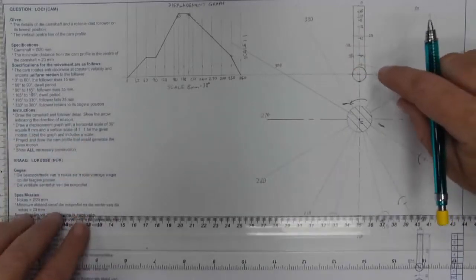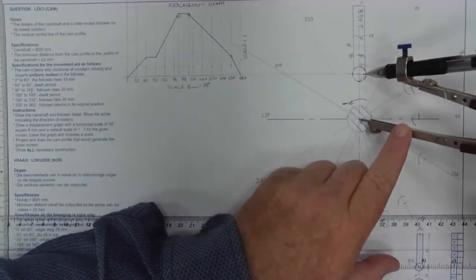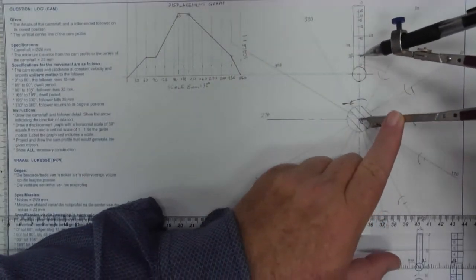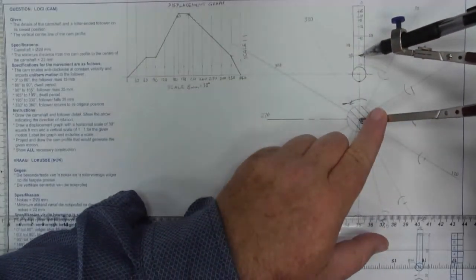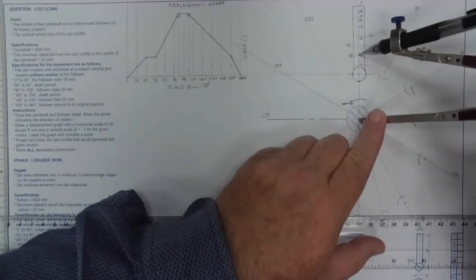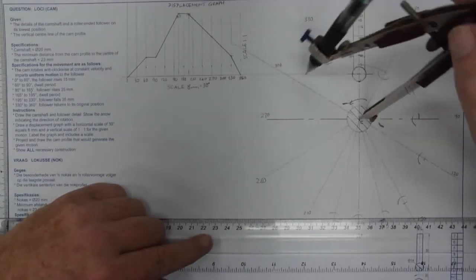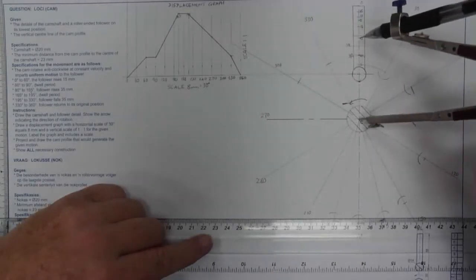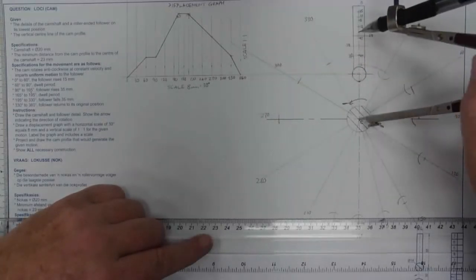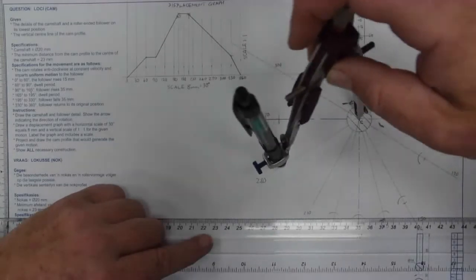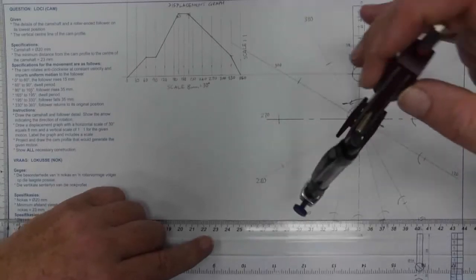I'm now going to take my compass and project those points around. There's point 330. There's 300. 270. 240. 210.